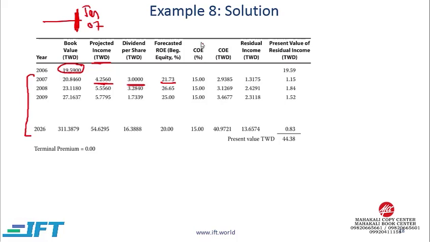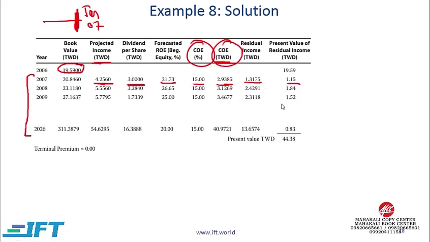The COE is the cost of equity, which is 15%, that's given. The COE TWD, this is the cost of equity in currency, in Taiwanese dollars. How do we come up with that? It's simply the 15% multiplied by the equity at the start of the period. Then can we come up with residual income? It is simply the income, accounting income for the year, minus the equity charge. And then we can come up with present value.